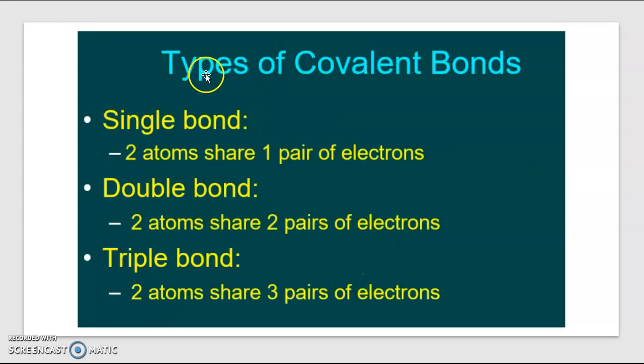Remember, the types of covalent bonds could be single bond, 2 atoms share a pair of electrons. Double bond, 2 atoms share 2 pairs of electrons, then 4 electrons. Triple bond is when 2 atoms share 3 pairs of electrons, then 6 electrons.